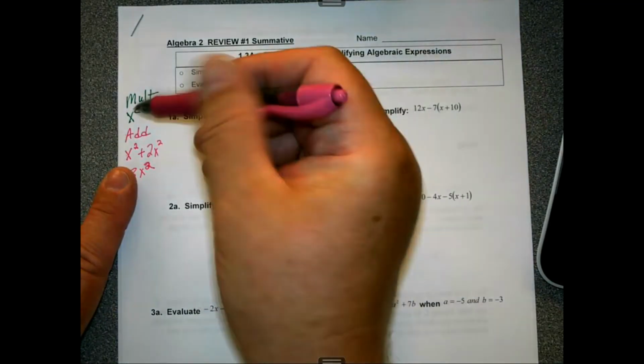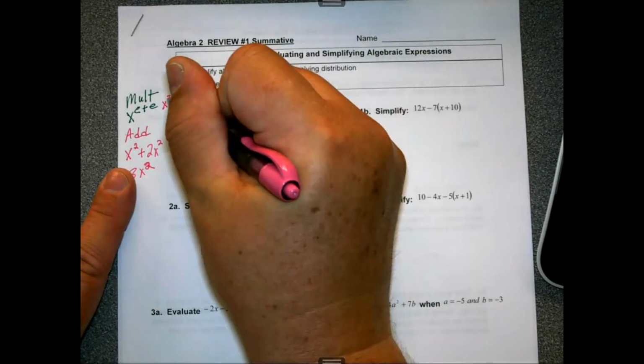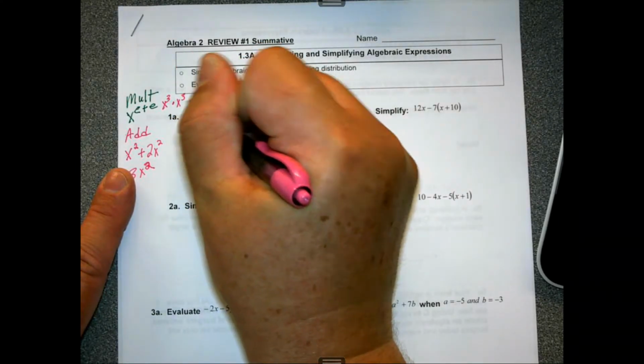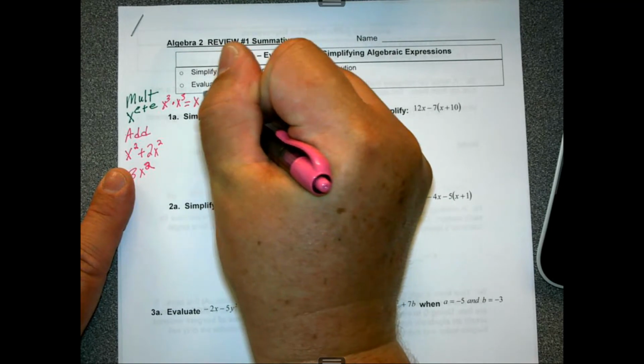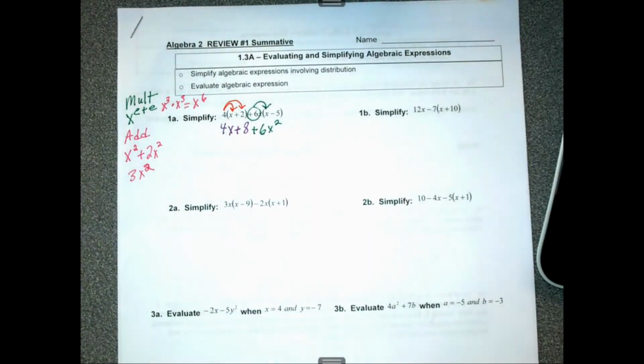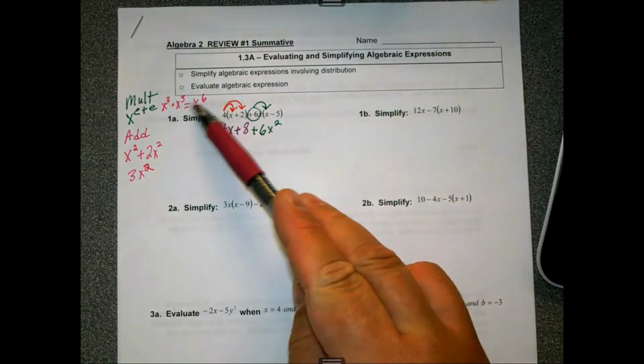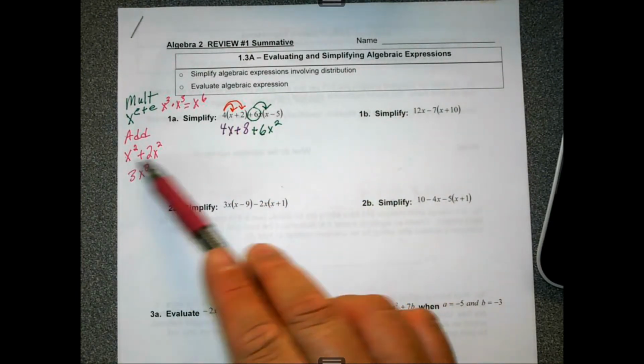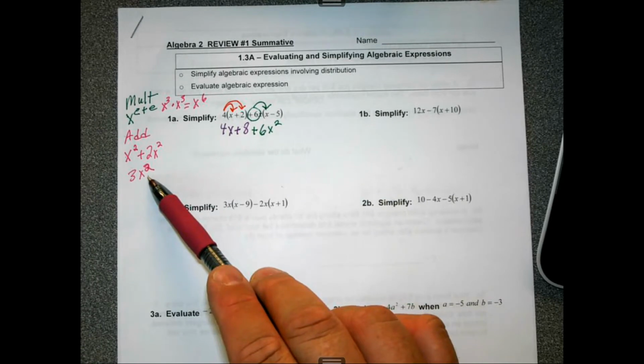So when you multiply, say I have x to the third times x to the third, you add those together. So I have x to the sixth. See the difference? Add the exponents when you multiply. And when you add terms, leave that exponent alone.